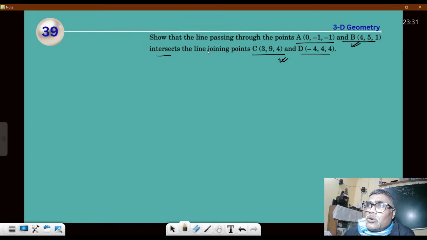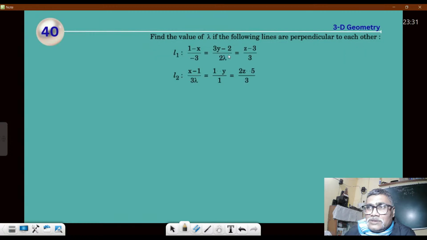Or else, if you don't find the point of intersection, you find their shortest distance. If the shortest distance is zero, you can comment that the lines are intersecting. And if the shortest distance is not zero, you can again comment that they are not intersecting. So in both ways you can do it. This is an easy problem, but a time-taking problem if you don't practice. Find the value of lambda if the following lines are perpendicular to each other.